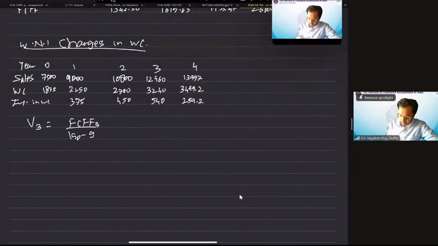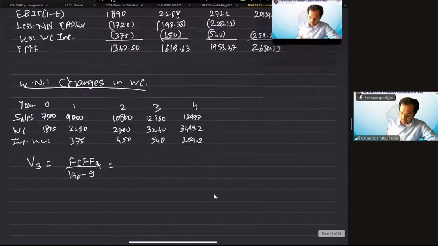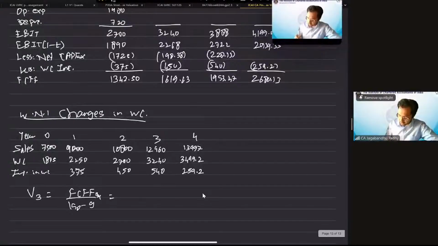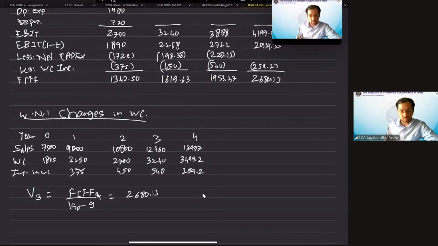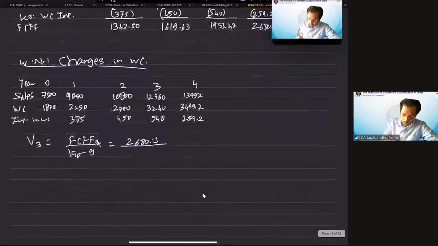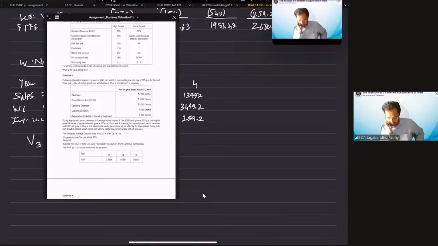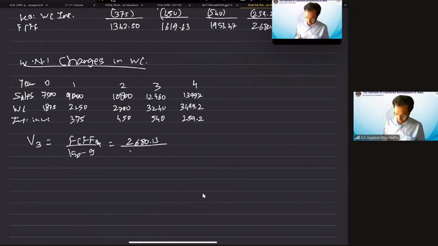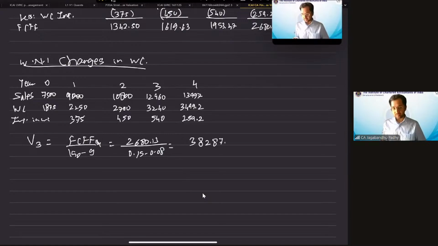Okay, FCFF in year 4 upon KO minus G. The FCFF in year 4 is 2680.13 divided by KO. Cost of capital is 15% and the growth rate is anyway 8%. So it's 15% minus 8% in the denominator. So this is 38,287.54. That's your value of the company in year 3.